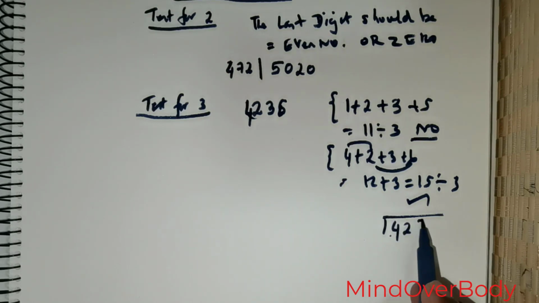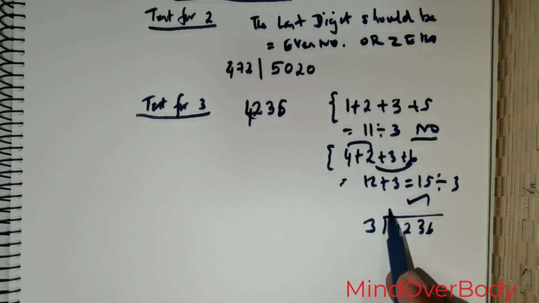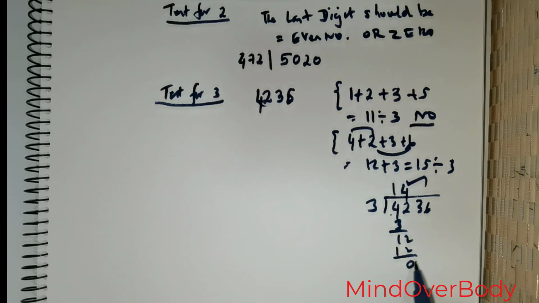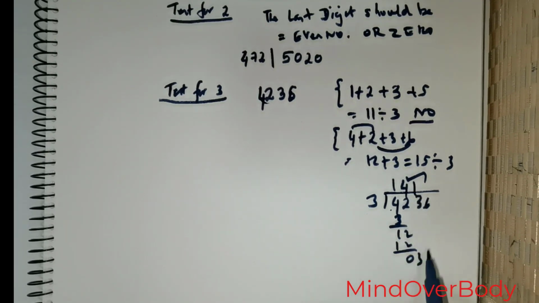Now just for the sake of understanding, let me show that it truly is. You have 4236 and you're dividing by 3. 3 divides 4 once, the remainder is 1, then 12: 3 divides 12 4 times. You bring down the 3, 3 divides 3 once, and you bring down the 6, 3 divides 6 2 times. So 1412 is the solution.